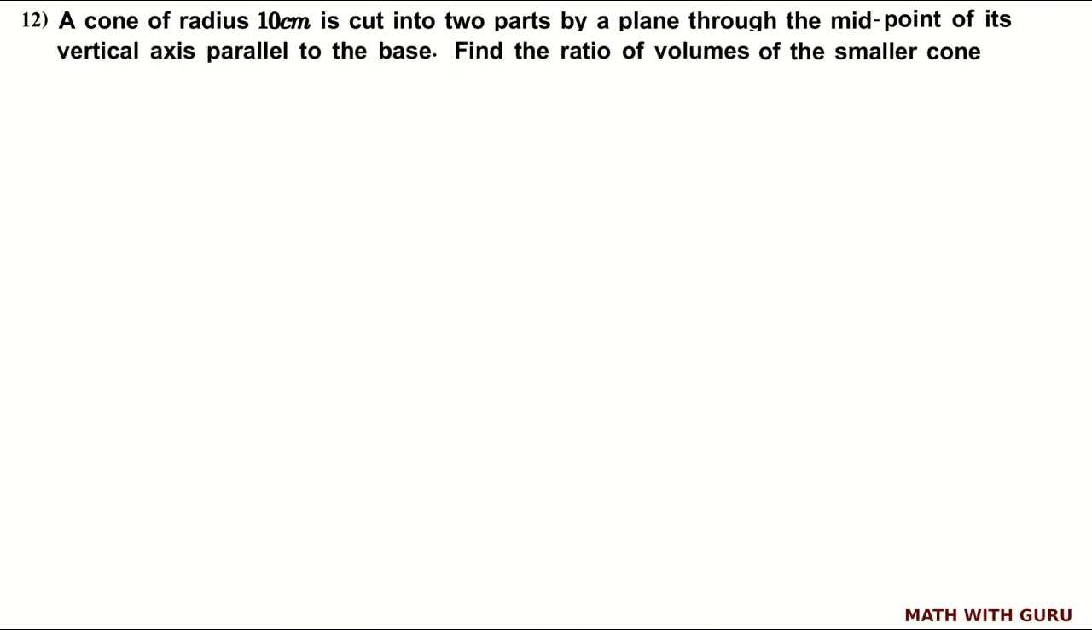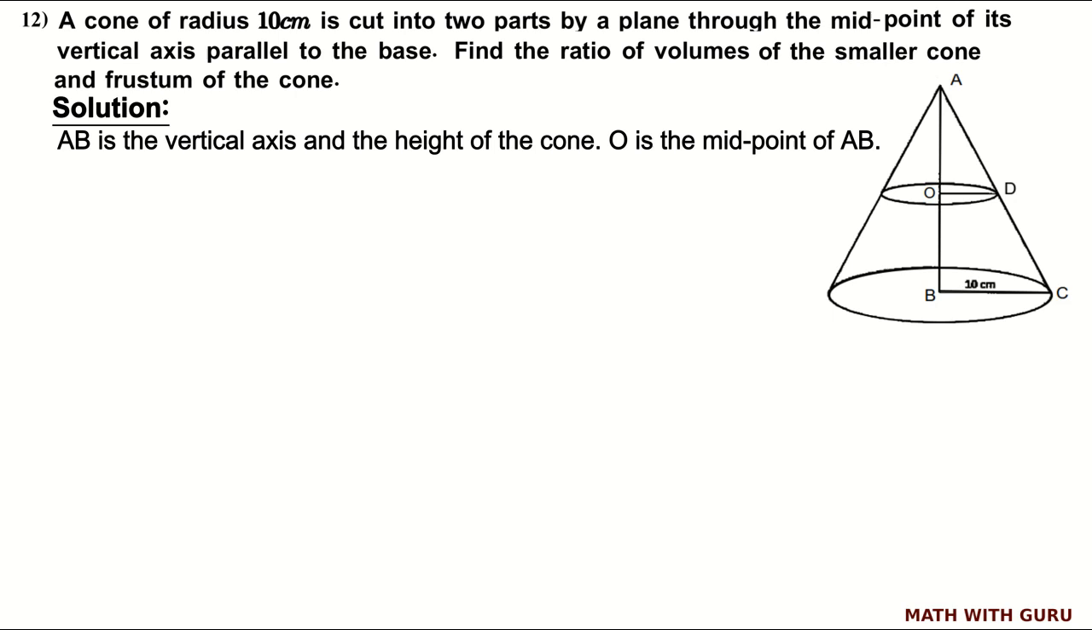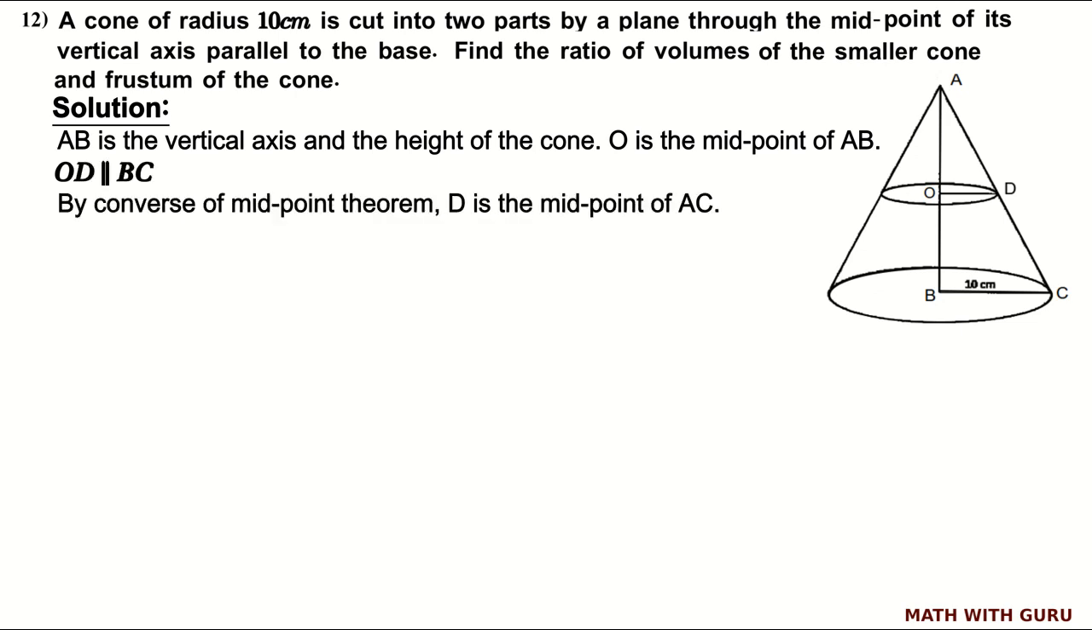12th question. A cone of radius 10 centimeters is cut into two parts by a plane through the midpoint of its vertical axis parallel to the base. Find the ratio of volumes of the smaller cone and frustum of the cone. Here is the figure. AB is the vertical axis and the height of the cone. O is the midpoint of AB. OD is parallel to BC. By converse of midpoint theorem, D is the midpoint of AC.